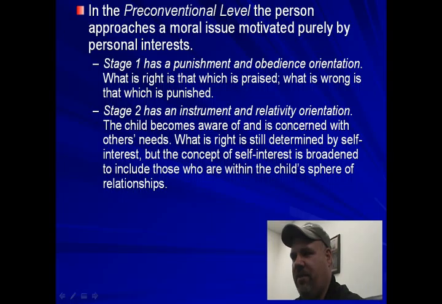Stage 1 has a punishment and obedience orientation. What is right is that which is praised. What is wrong is that which is punished. Stage 2 has an instrument and relativity orientation. The child becomes aware of and is concerned with others' needs. What is right is still determined by self-interest, but the concept of self-interest is broadened to include those who are within the child's sphere of relationships.